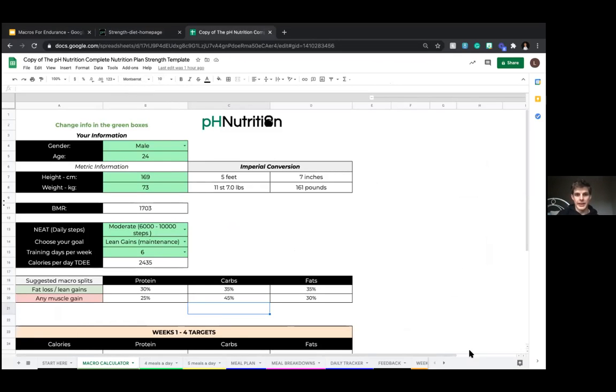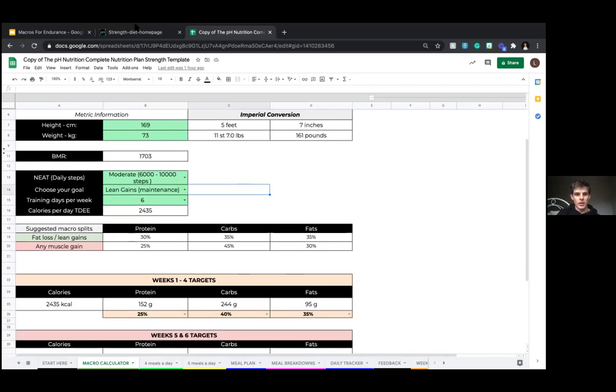And what I've done is I've put in my metrics. So this is me, male, 24, 169 centimeters, about 73 kilos. Put in my NEAT as normal, so 6,000 to 10,000 steps, then lean gains being the goal for this endurance. And then I've put in my training days per week, which at the minute is going to be 6, but if you're doing strength and endurance and some concurrent training, then obviously you can change this, put in 5 plus regular doubles.